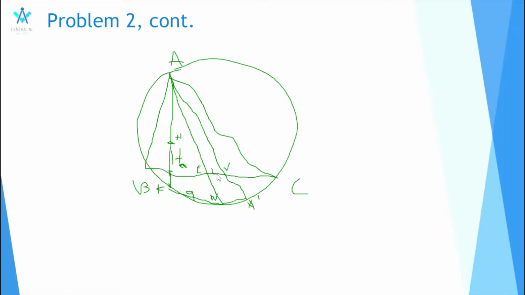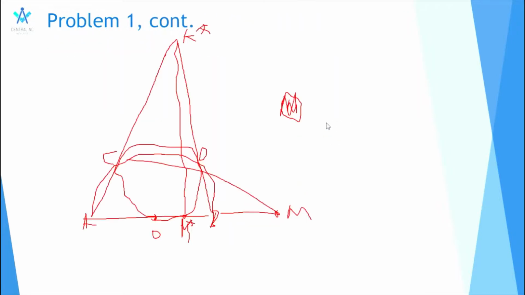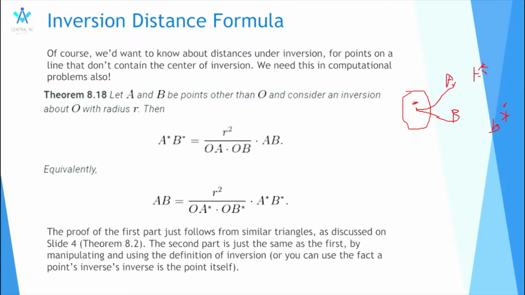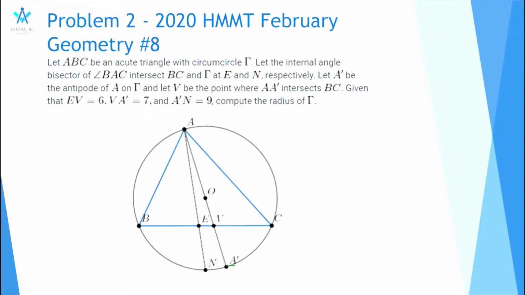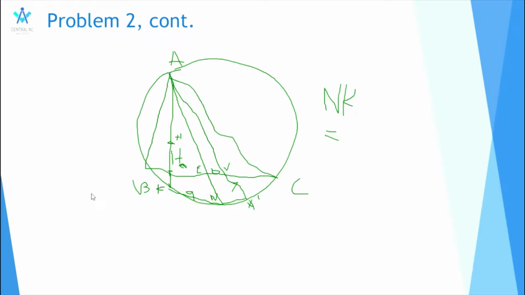Now it's time to use our inversion distance formula. Let's go use NK as our, let's say we were trying to find NK. NK is equal to, we're going to go back to this formula. So NK equals R squared, but R squared is just AB times AC.